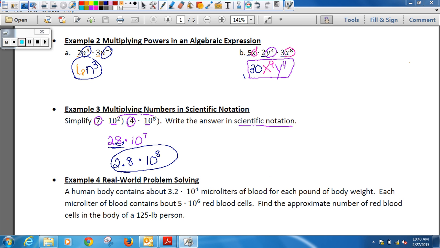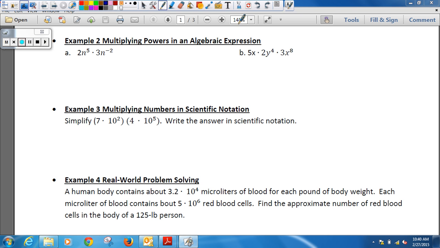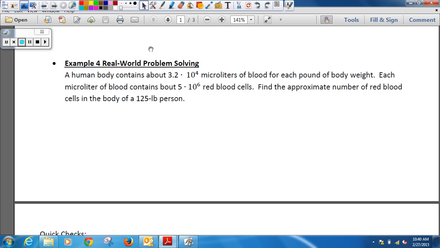Our last example here is the real world problem solving. It says a human body contains about 3.2 times 10 to the 4th microliters of blood for each pound of body weight. Each microliter of blood contains about 5 times 10 to the 6th red blood cells. Find the approximate number of red blood cells in a body of a 125-pound person.